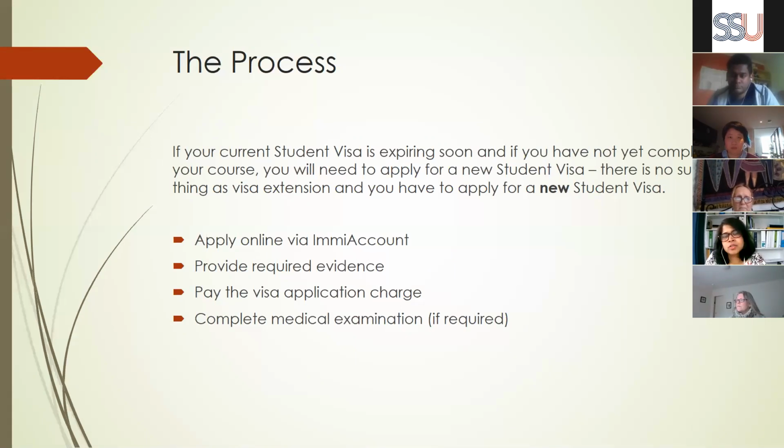So if your current student visa is expiring and you haven't completed your studies yet, then you will need to apply for a new student visa, because there's no such thing as a visa extension. So it's a new visa application, and you will need to start the process as for a new visa. You can do it by yourself.